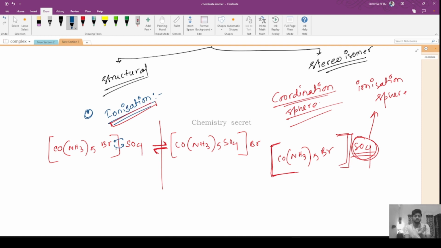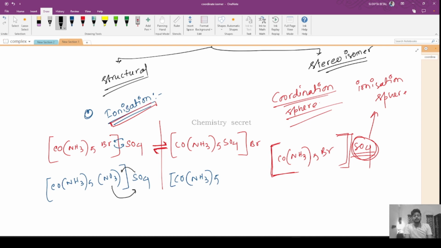Okay, so if we take one more example, we can see that if we write cobalt with 5 ammonia and 1 nitrate, and outside of the coordination sphere we write the same ionic species, SO4 sulfate, and in another case, Co(NH3)5 with this sulfate entering inside the coordination sphere, and this nitrate we write outside the coordination sphere. So that can be a possible isomer of this complex.